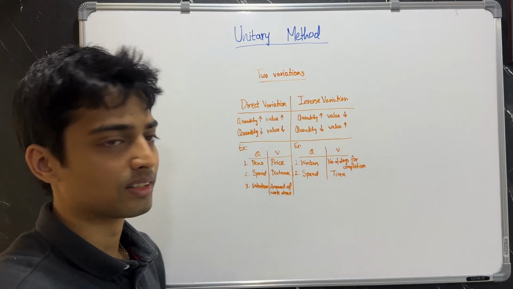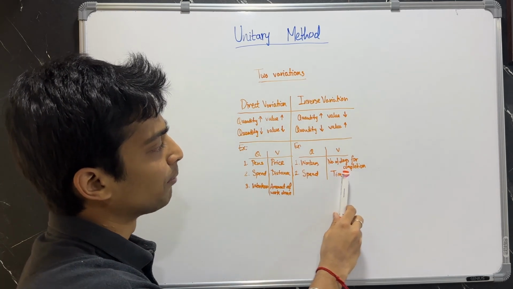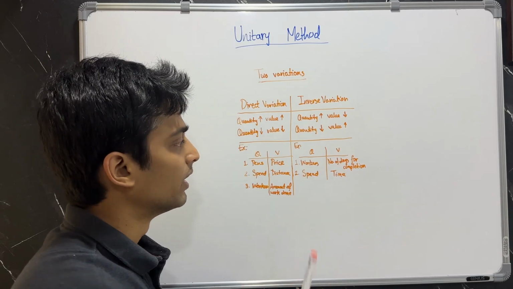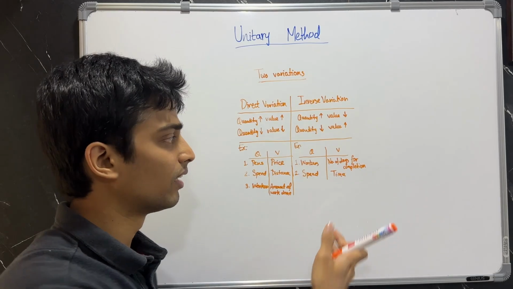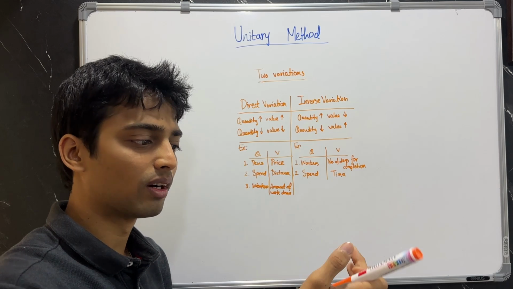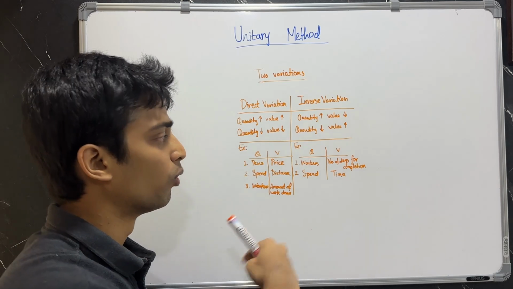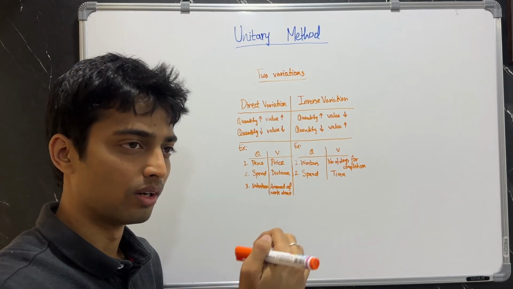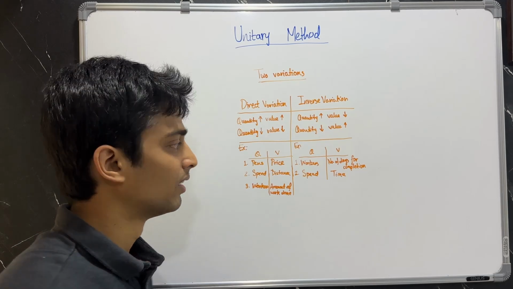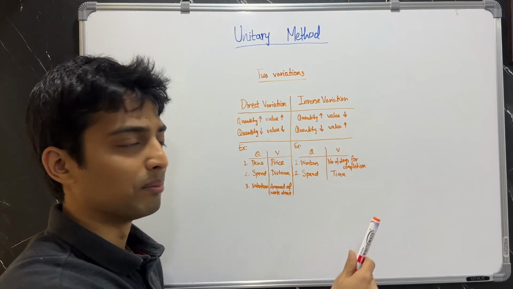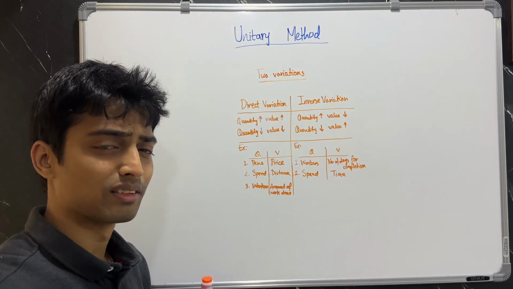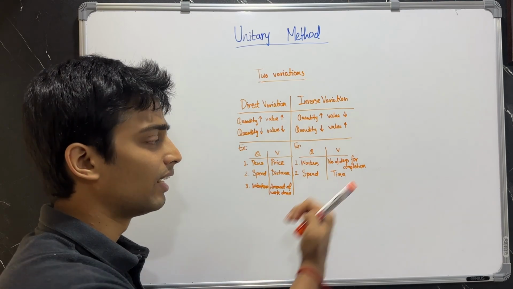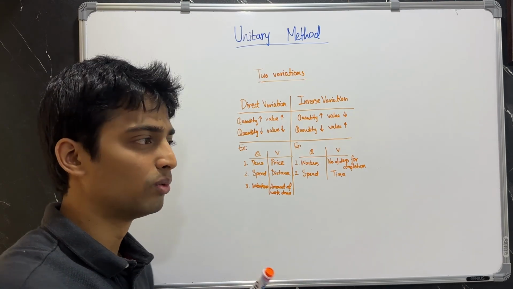Let's look at inverse variations. Workers and number of days of completion. If the workers are more, then the number of days required for completing the work will be less. So more the workers, less number of days it will take to complete. And next is speed and time. If the speed of the car is more, the lesser the time it will take to reach its destination.